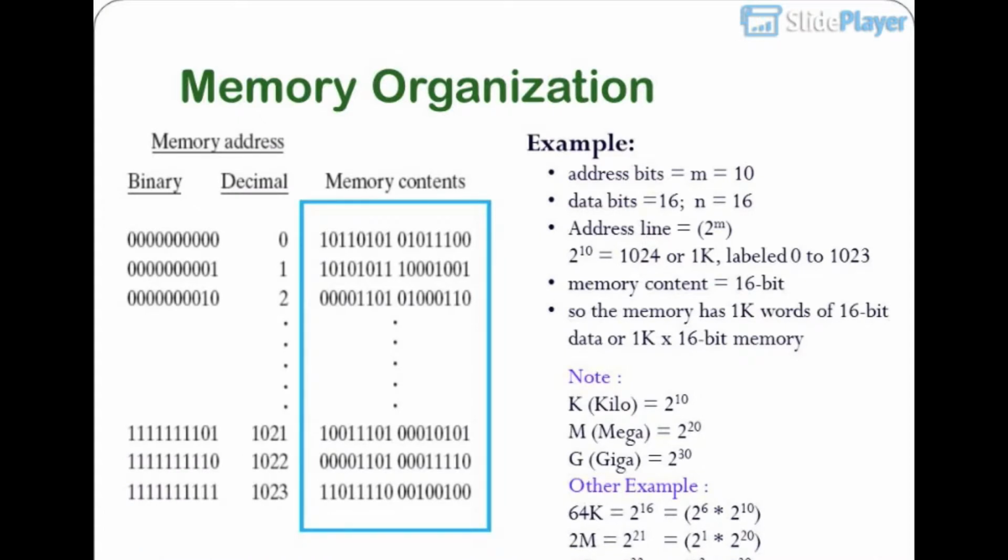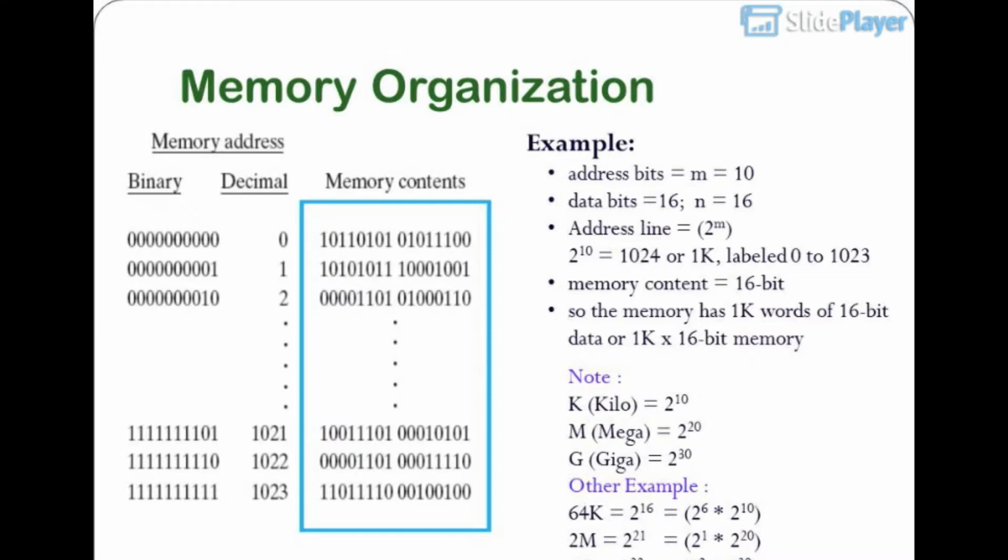Memory organization, another example: address bits equals K equals 10. Data bits equals 16, n equals 16. Number of words equals 2^K, 2^10 equals 1024 or 1K, labeled 0 to 1023. Memory content equals 16-bit. So the memory has 1K words of 16-bit data, or a 1K x 16-bit memory.